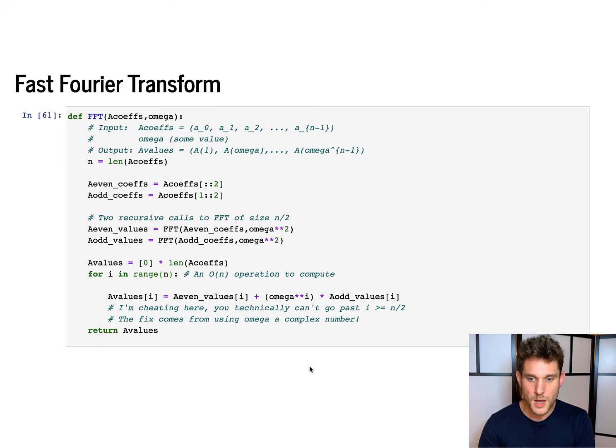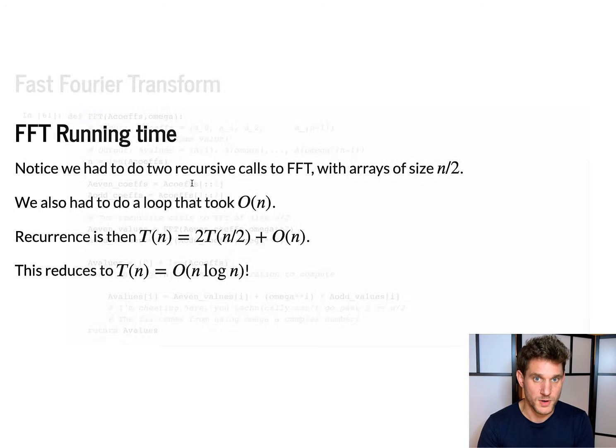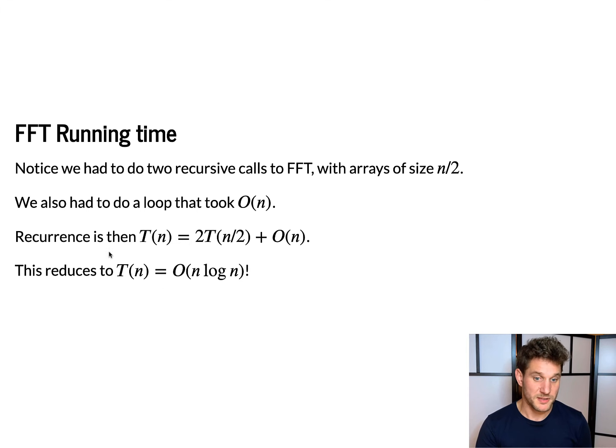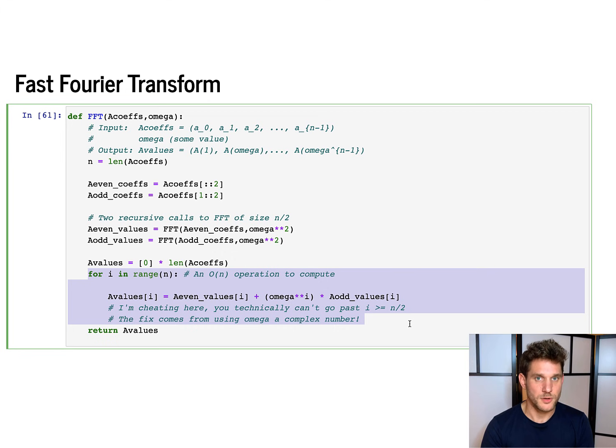So what I'll do is I'll just point out that let's just first consider the running time of this algorithm, because that's worthwhile. So notice that here I had to do two recursive calls, but the two recursive calls to FFT were of size n over 2. These are smaller instances of the problem. And then I had to do this O of n operation to compute the final output a values.